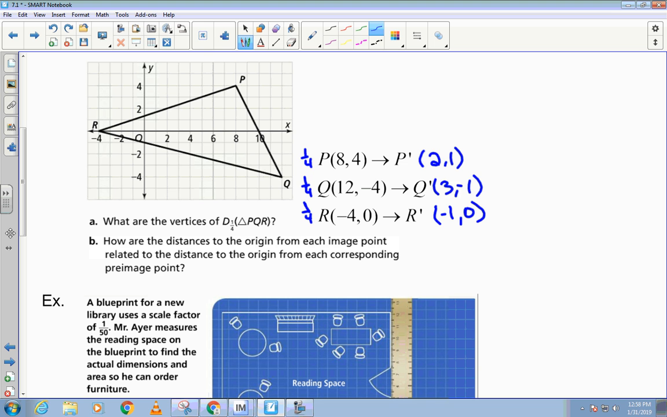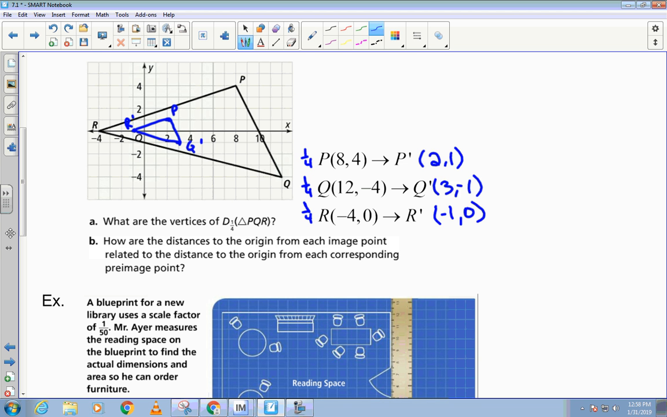See, P prime is at 2, 1. Q prime is at 3, negative 1. And R prime is at negative 1, 0. So if I drew that, you can see that it's a reduction, right? Okay.